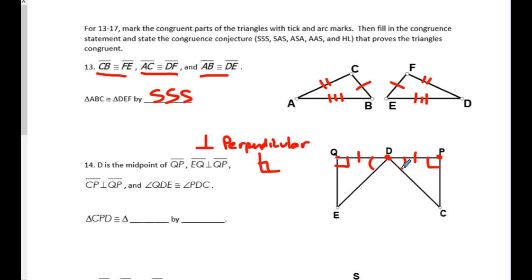All right, so CPD is congruent to EQD by what? And that's going to be by angle, side, angle. ASA. Again, follow the edge. A right angle is an angle, a tick mark is a side, and the arc is an angle.